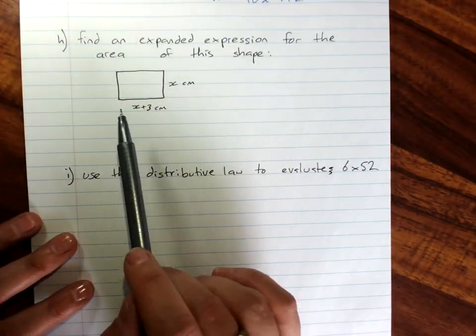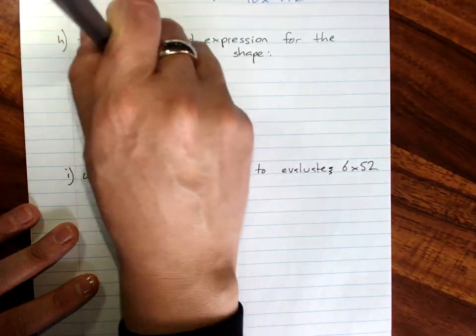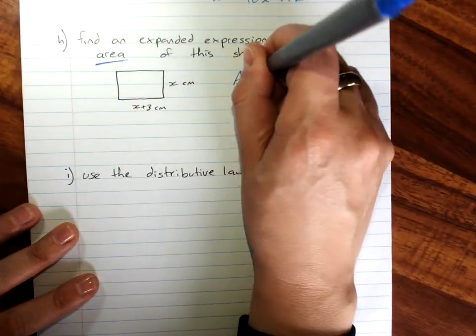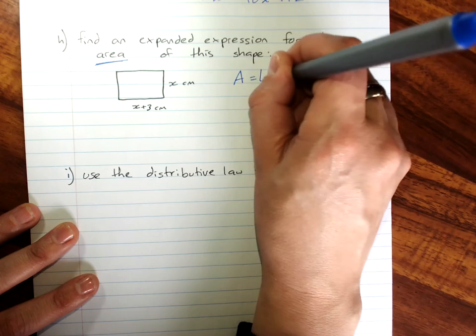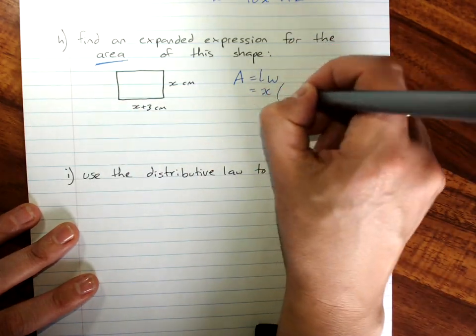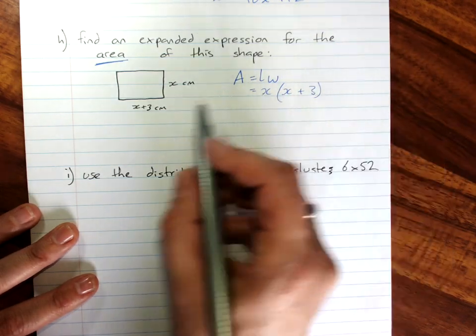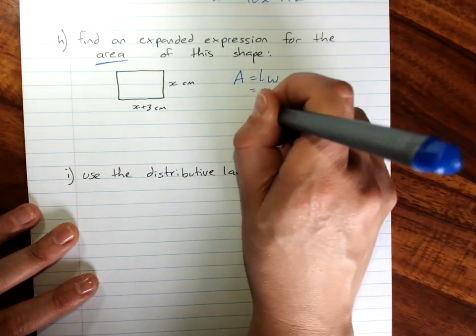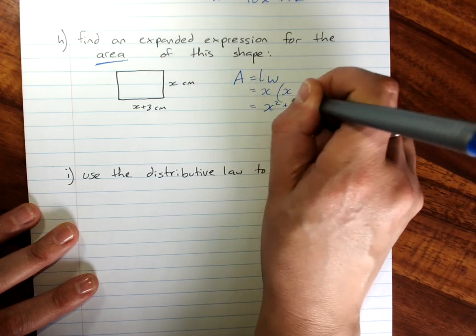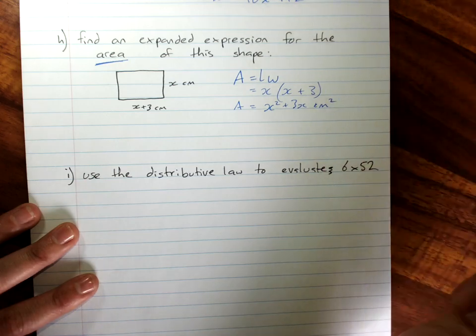Find an expanded expression for the area of a shape. If they're asking you for anything to do with area, start with the area formula of the shape you're dealing with. Area is length times width. Length x, width x plus 3, and we have to do x times x plus 3, which is why we set it out like this. So that is x squared plus 3x, and this is centimeters, so it is in centimeters squared.